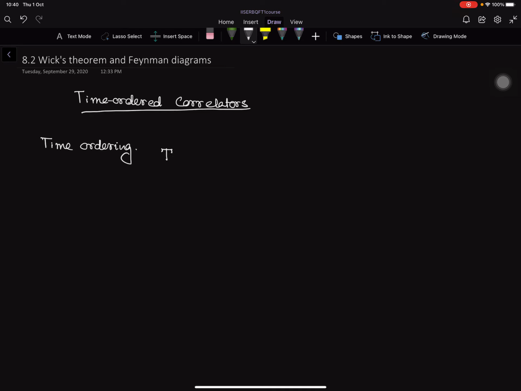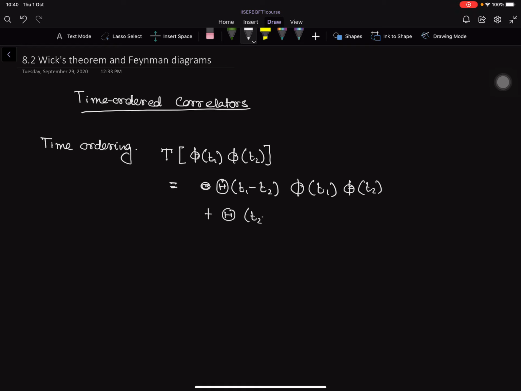The time ordered operator is defined to be theta function of t1 minus t2, so t1 greater than t2, phi t1 phi t2, plus theta function of t2 minus t1, phi t2 phi t1. Okay, so this is the definition of time ordering.